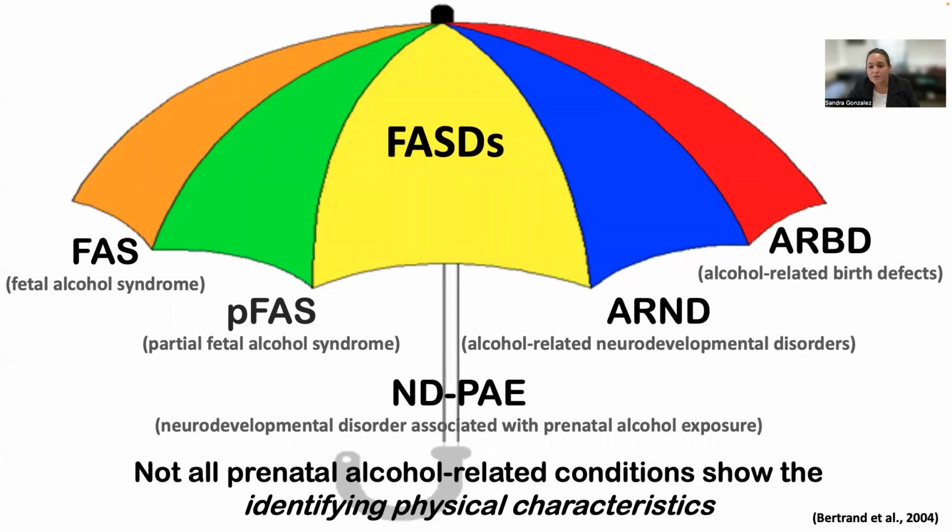Diagnoses along the spectrum include fetal alcohol syndrome, FAS, which is the most widely known diagnosis, alcohol-related birth defects, ARBD, partial fetal alcohol syndrome, PFAS, alcohol-related neurodevelopmental disorder, ARND, and neurobehavioral disorder associated with prenatal alcohol exposure, NDPAE.